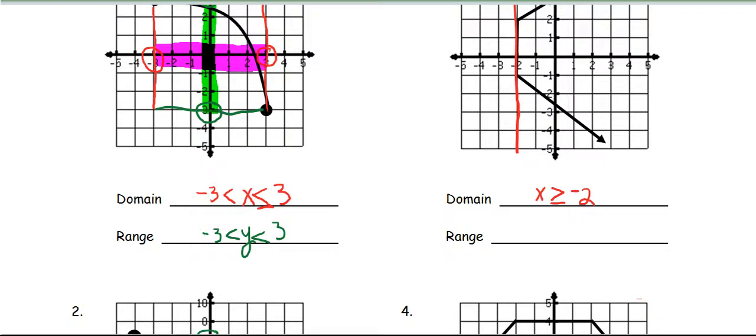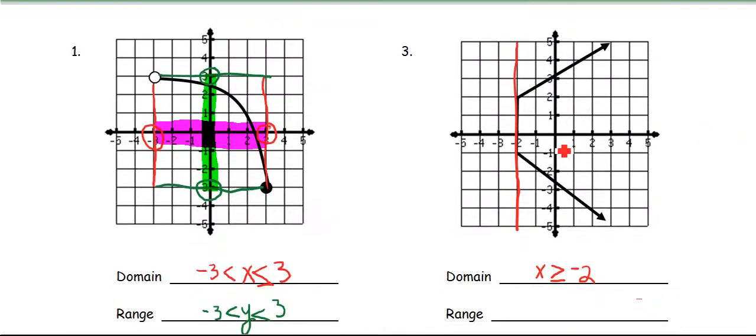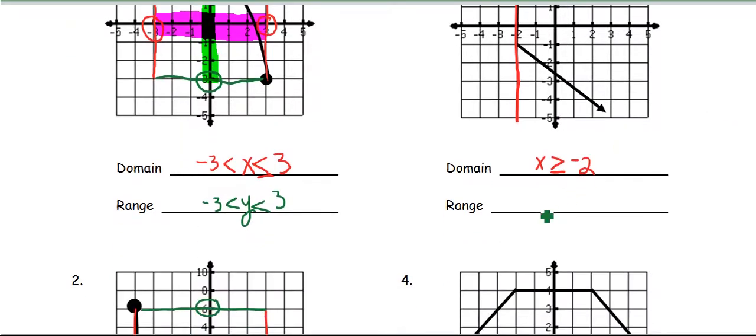Now for our y's, is there a value going up that our y's stop? No. Is there a value for our y's going down that stops? No. So for our y's, our y's equal all real numbers. And you can write it like that. Y equals all real numbers.